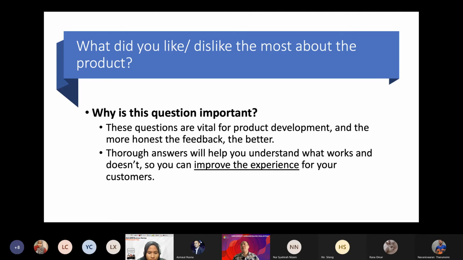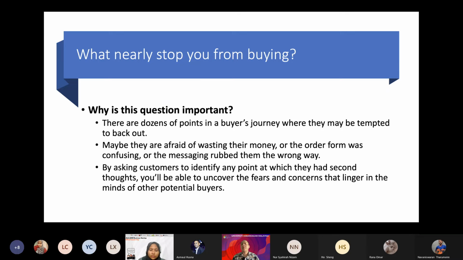Okay, if you ask this kind of question, it is because you want to improve your product, and the customer who receives this kind of question can expect there will be another version, like 2.0, 3.0 and so on. Actually they are already satisfied, but you keep on asking, how can we improve this product? So of course, definitely you are really improving your product and you want to create a better version of that. And then, what nearly stopped you from buying?